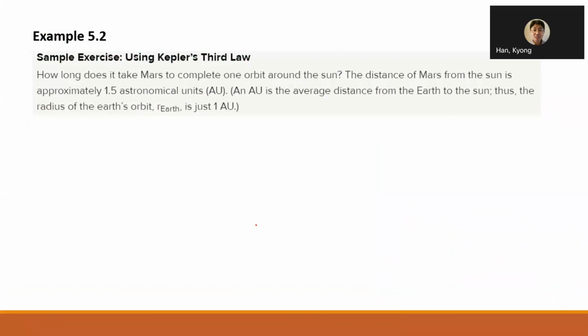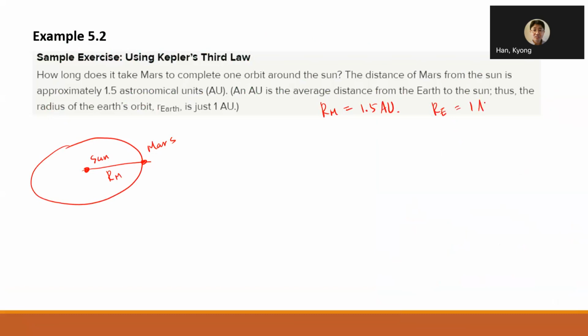We're going to solve one example problem. How long does it take Mars to complete one orbit around the sun? The distance of Mars from the sun is 1.5 AU. Here's the sun, and this is Mars. The radius is 1.5 AU, where AU is the average distance from the Earth to the sun. So R Earth will be 1 AU. The radius of the Earth's orbit is 1 AU, right?